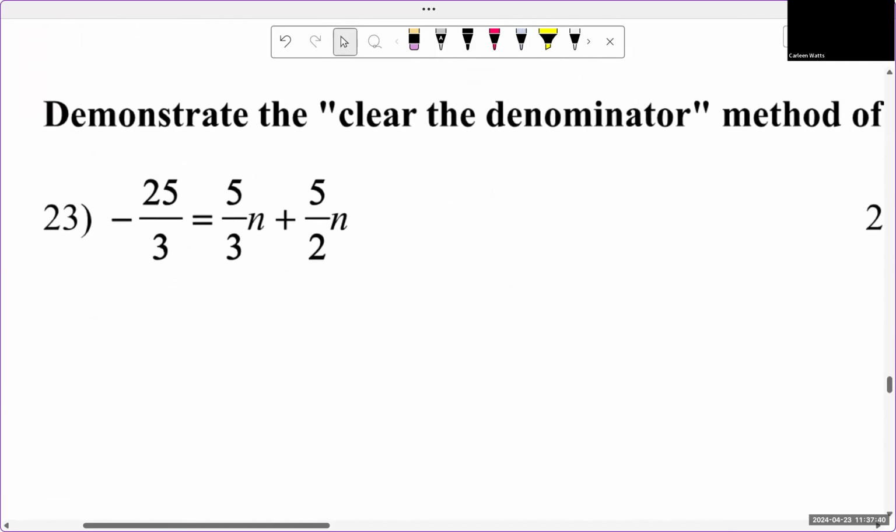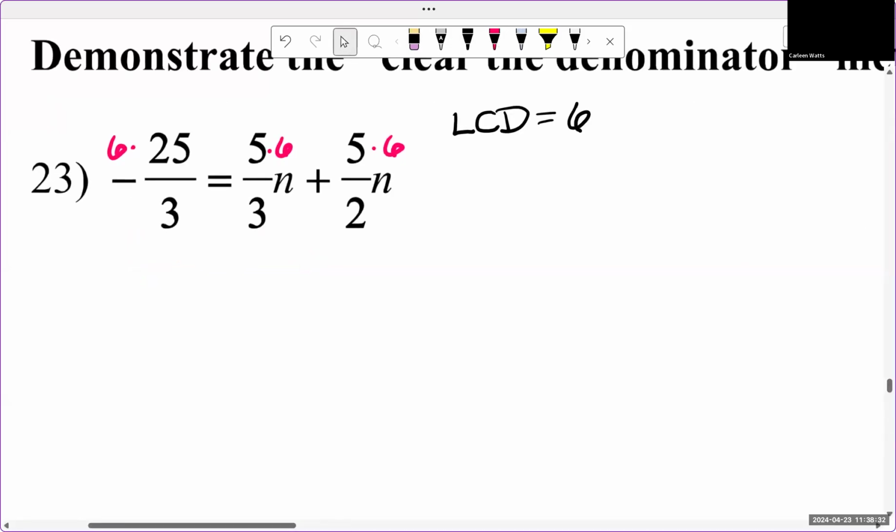Demonstrate the clear the denominator method of solving the equation. Okay, let's find the least common denominator. I'm going to do fraction busters, and I want to bust a 3 and a 2. So the least common denominator is 6. So we're going to multiply everything by 6/1. Okay, now we're going to cancel. 6 divided by 3 is 2. And 6 divided by 2 is 3.